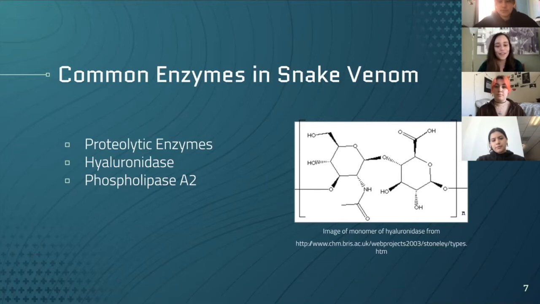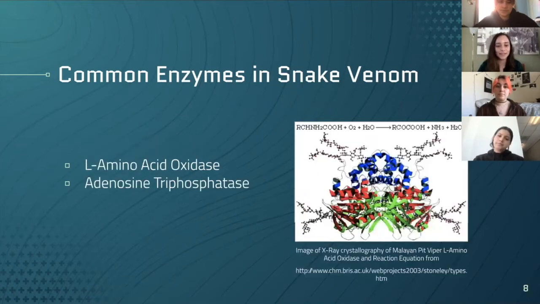Phospholipase A2 is a neurotoxin that disrupts biological membranes and can lead to permanent damage and respiratory failure. Another common enzyme in snake venom is L-amino acid oxidase, a catalyst for the oxidation reaction of a number of amino acids. On the right, you can see an image of an X-ray crystallography of a Malayan pit viper L-amino acid oxidase. And above it, you can see the reaction equation.